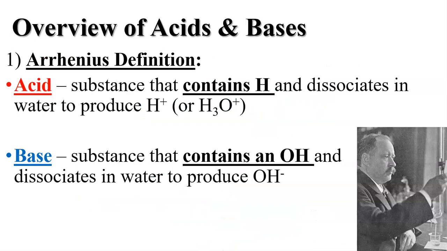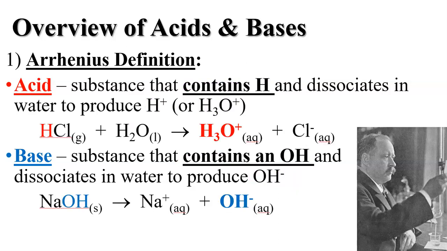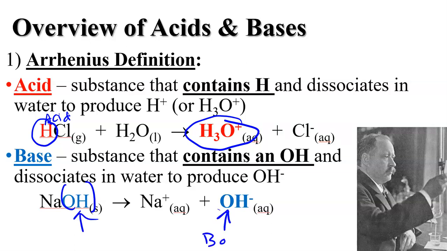So our Arrhenius definition says that an acid is a substance that contains H, or hydrogen, and dissociates in water to produce H plus or H3O plus. And a base is a substance that contains an OH and dissociates in water to produce that OH. So we'll be able to recognize an acid anytime you see an H. I'll just circle it. Anytime you see an H, that's going to be our acids. So it will produce that H3O plus. And your base, anytime you see that OH, that's going to produce an OH in the end. So this is always known as a base.